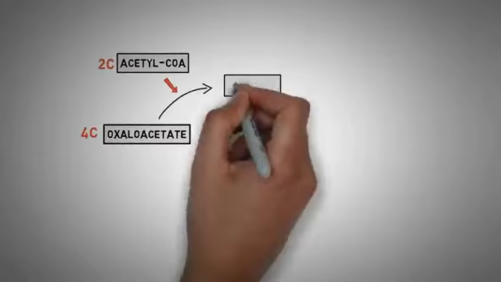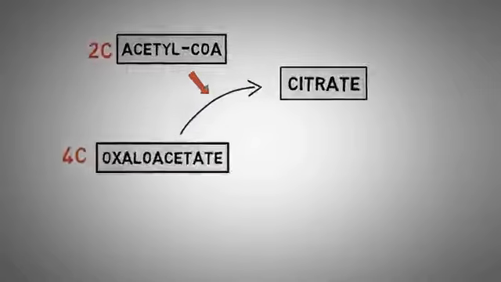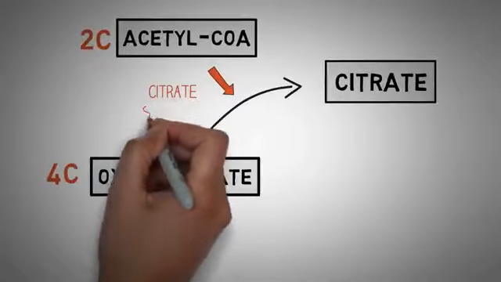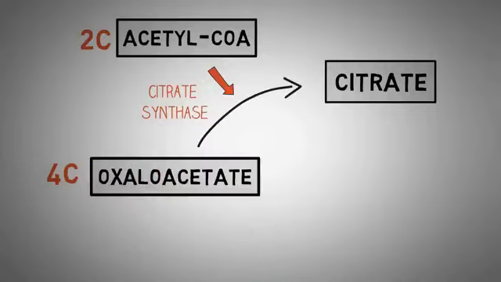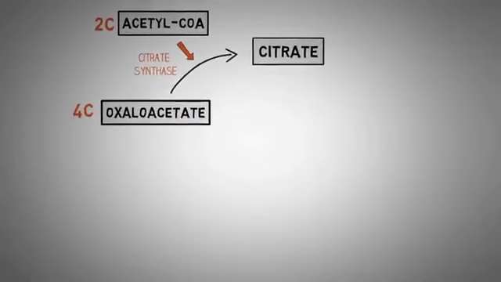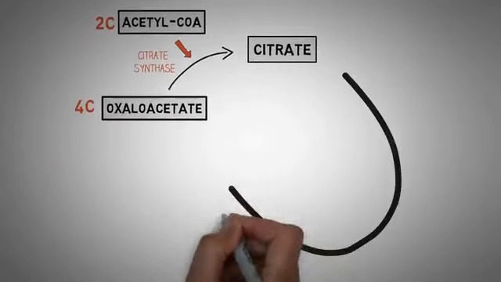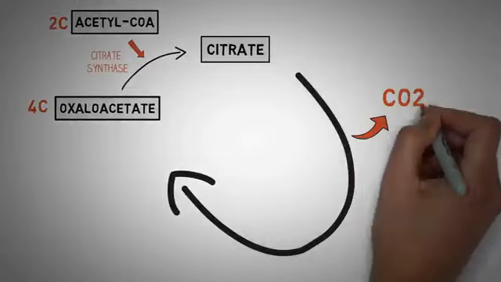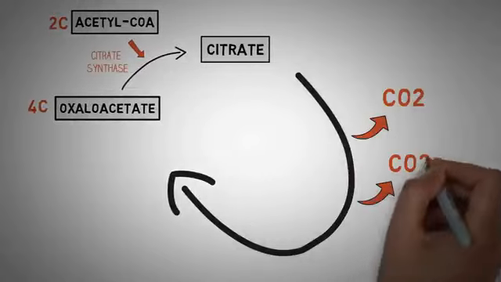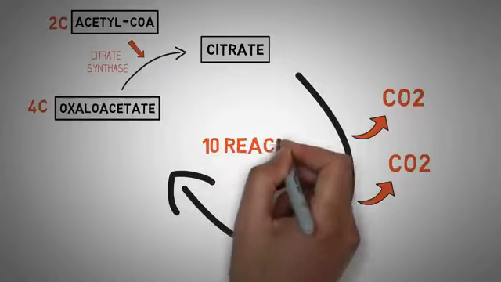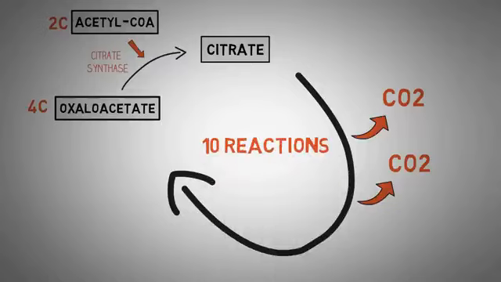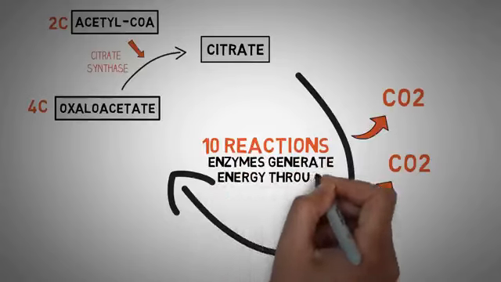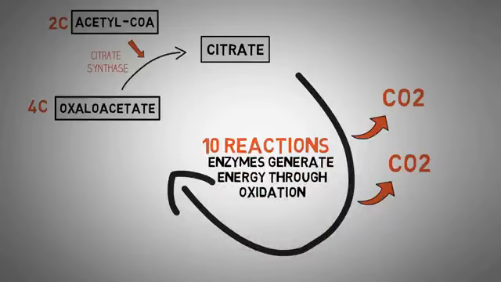This combination leads to formation of citrate, which is a 6-carbon compound, and this reaction is made possible by the enzyme citrate synthase. The name of this enzyme is self-explanatory for what it does. The citrate then undergoes a series of enzyme-catalyzed reactions in which it loses the 2 carbons of acetyl-CoA in the form of 2 molecules of carbon dioxide. The conversions, which involve up to 10 chemical reactions, are all brought about by enzymes which use the energy generated through oxidation to attach electrons to NAD and FAD.